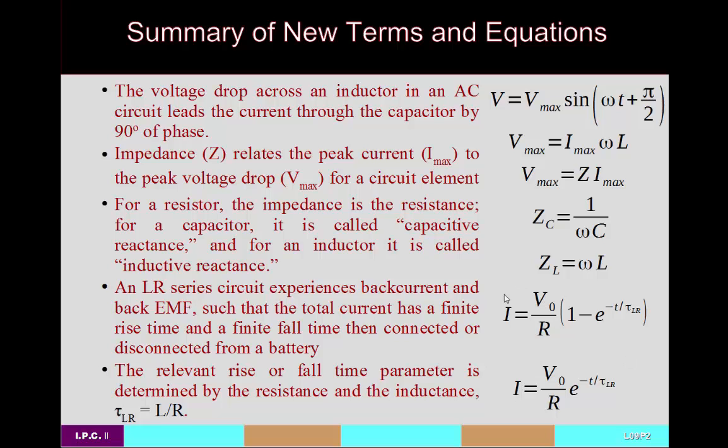So for the inductor, it's current equals the voltage drop of the battery divided by the resistance times 1 minus e to the negative t over L over R, and I equals the voltage drop of the battery over R times e to the negative t over L over R when you disconnect the battery. Note that you can also get the voltage drop across the resistor by multiplying everything by R.